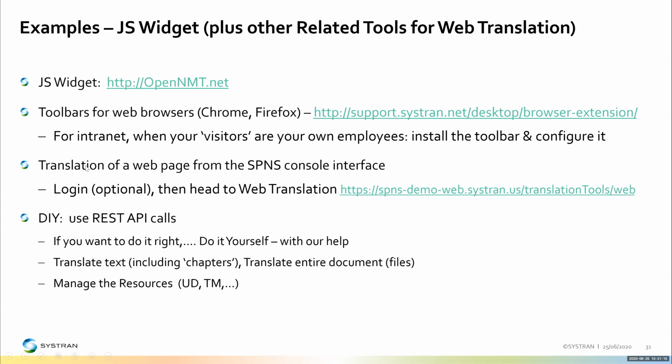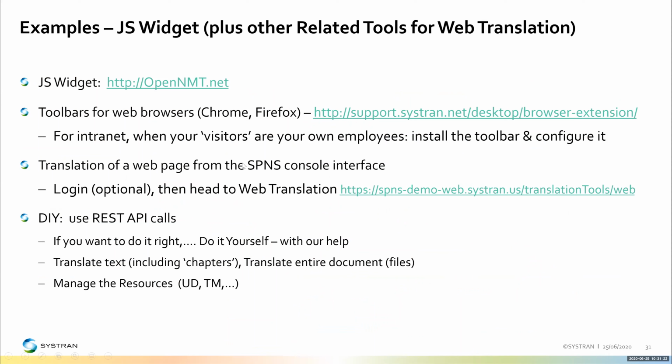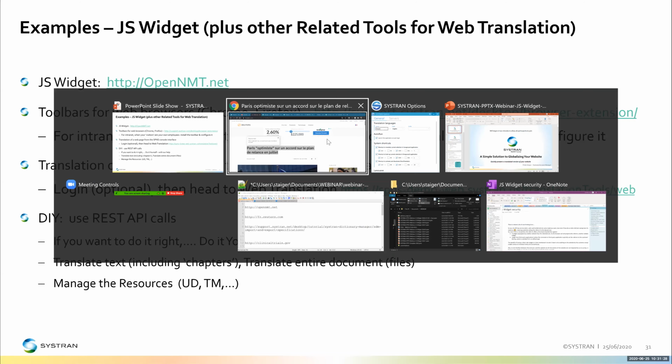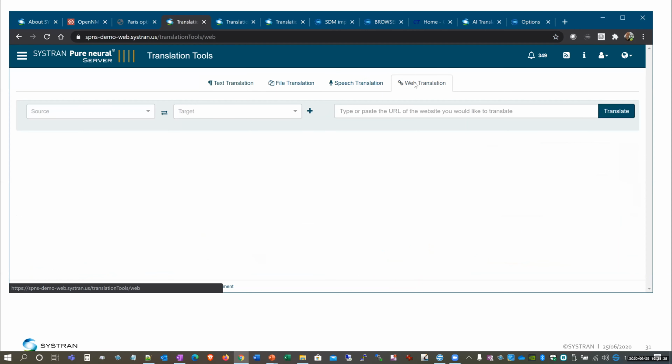There's another way too, and that's when you have your SPNS. Oops, I went a little bit too fast. When you have your SPNS, Systran Pure Neural Server, there is a console interface, and in fact we have that in a couple of other places too. That console interface allows you to go to text translation, file translation, speech, which is an optional module, but there's a web translation option here too.